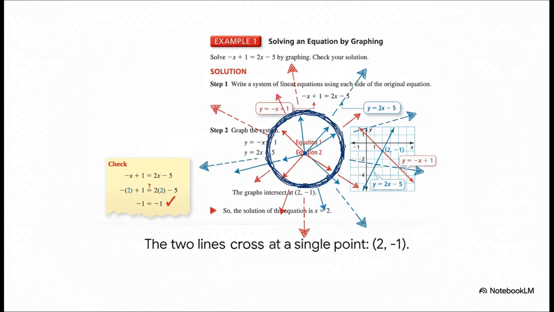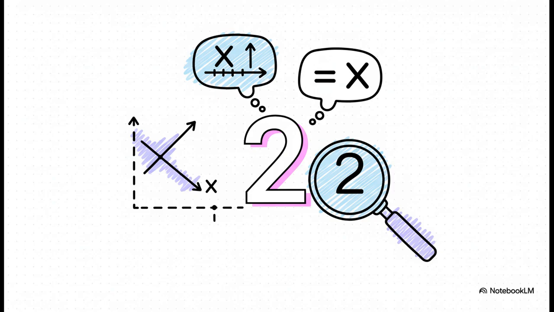And now, we just look. Where do these 2 lines meet? You can see it right there on the graph. They cross at one single point. The coordinates are 2, negative 1. But remember the rule? What's the only part we really care about for the solution? It's the x value. And what's the x value of that point? It's 2. Bam, that's it. That is our answer. X equals 2.